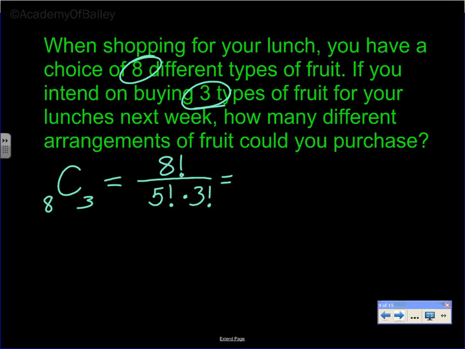Now, you might be asking yourself, 8 factorial, what do I have to multiply it down to? You multiply it down to whichever one is the highest out of those 2. 5 factorial is the highest, so we're going to multiply 8 factorial down to 5 factorial. And then you'll have 5 factorial on the bottom and times 3 factorial.